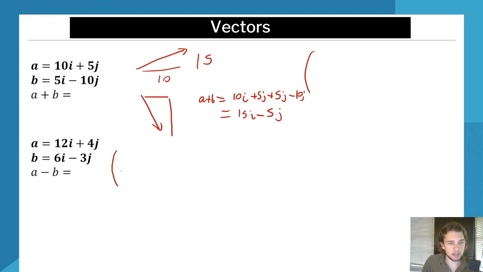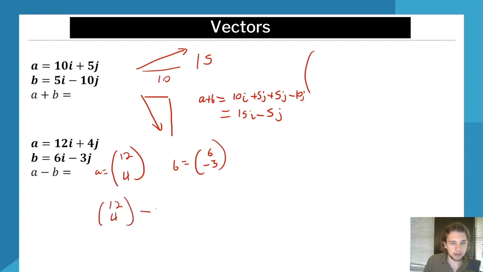So if I was to represent A in matrix or column form, I would say 12 and then 4. So that's A equals, and then we have B equals 6, minus 3. So if I want to subtract B from A, that would be the vector that goes from B to A. So we can simply do it like this. We have 12, 4, minus 6, minus 3.